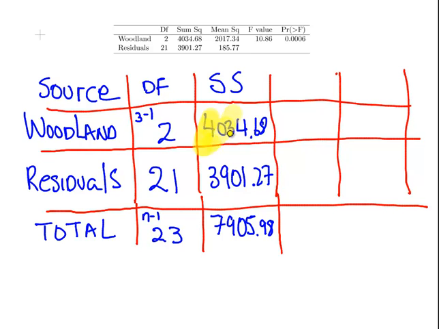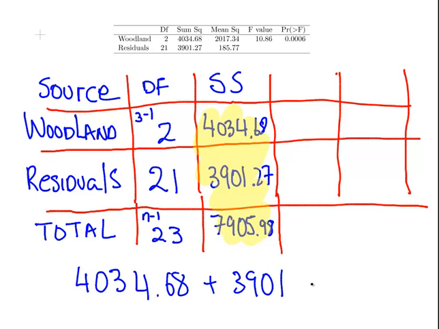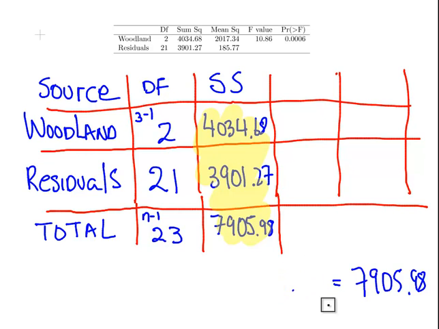Now, those 3 calculations are what we've worked out from first principles. You actually could have found that 4034.68 plus 3901.27 should give you very close to 7905.98. Obviously, the second decimal places can account for some rounding error, but more or less they should add up. And that means we didn't actually need to calculate all 3. We only needed to calculate 2 of them, and then we could figure out the third one from that. But best to get practice at this.